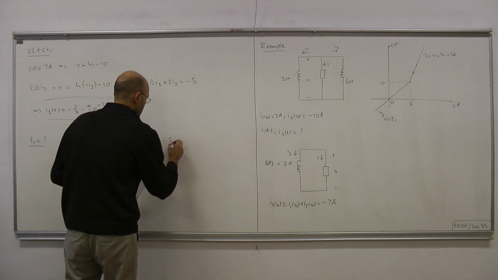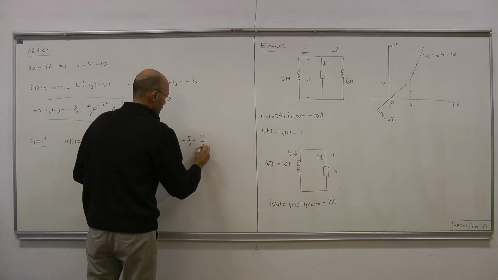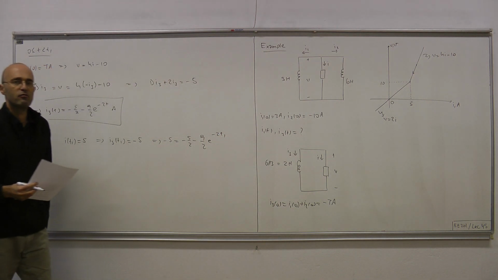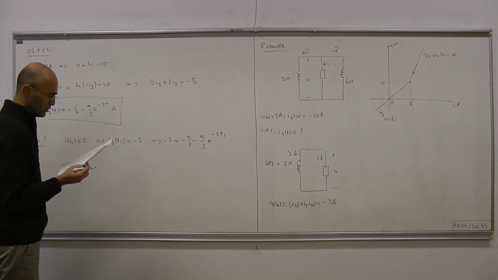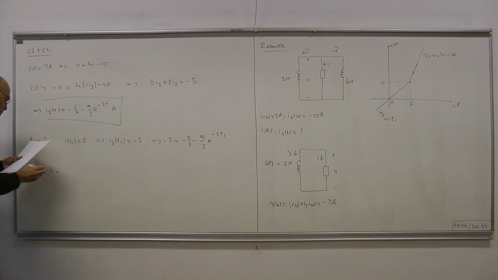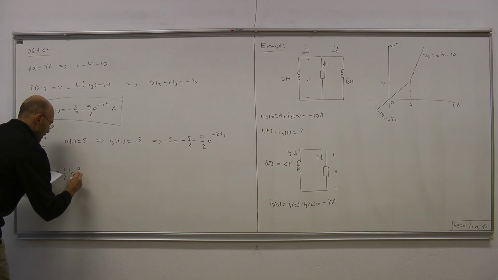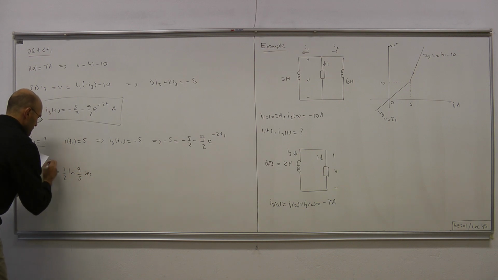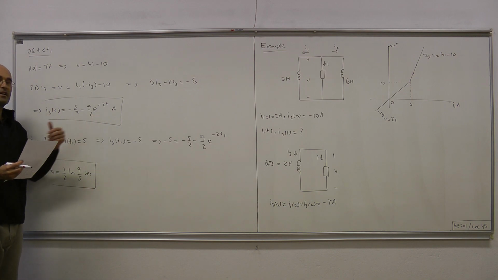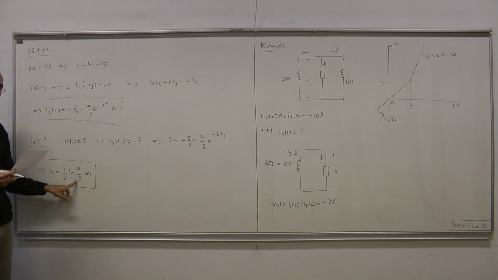So -5 equals -5/2 minus 9/2 e to the -2 T1. And from this equation, we can compute T1 to equal 1/2 ln 9/5 seconds. So I3 is this, not forever, but between t equals 0 and this T1.